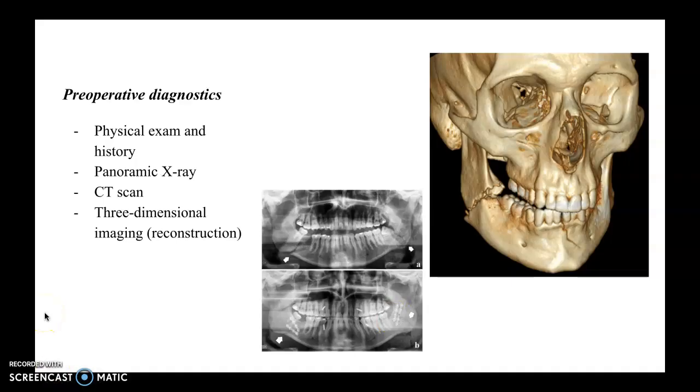Normally, the arch bar application procedure is performed at the most 7 days after the injury, but most of the time it's pretty emergent. So there really isn't a lot of time for things like an MRI or 3D imaging.